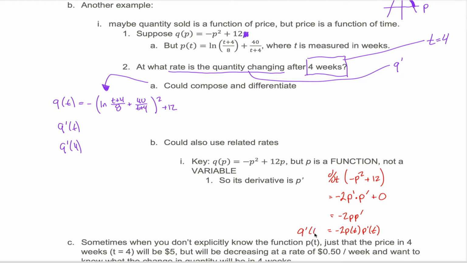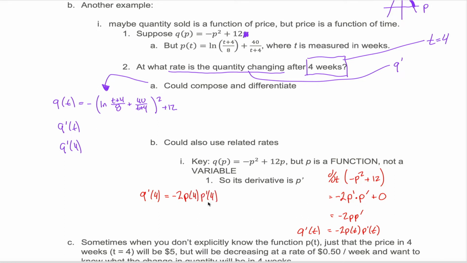Q prime of t, I now have an expression for the derivative of quantity with respect to time. That's the important thing here. So if I want to know q prime of 4, the same thing I'm looking for over here, all I have to do is change all the t's in this expression into 4's. I get negative 2 times p of 4 times p prime of 4.